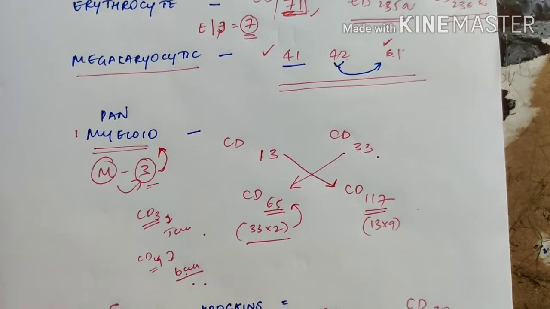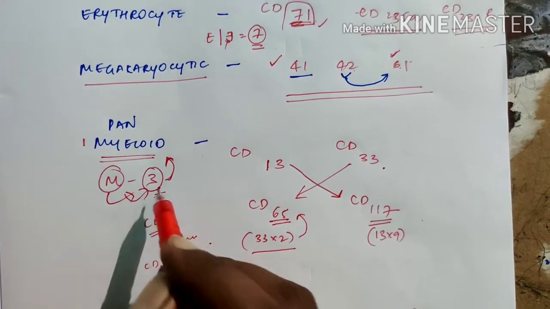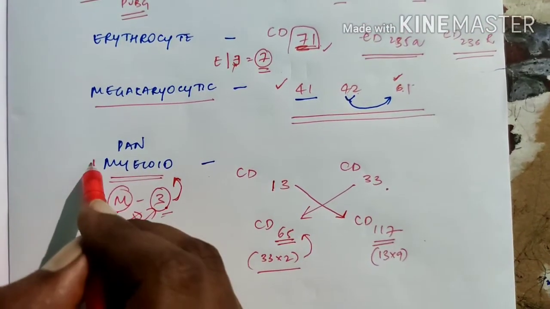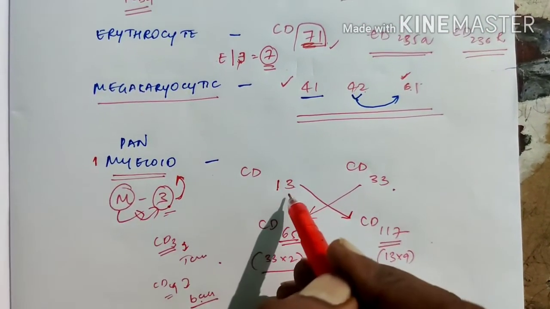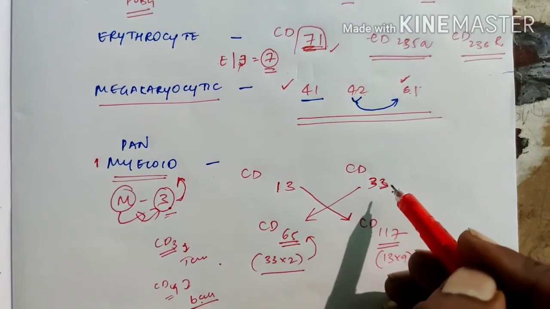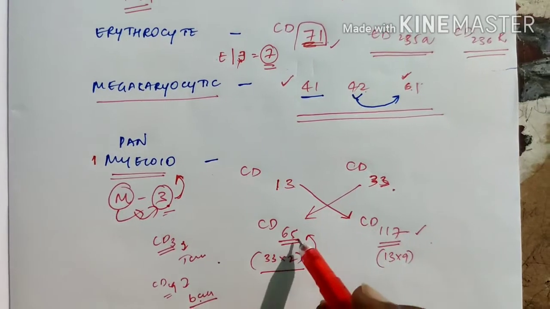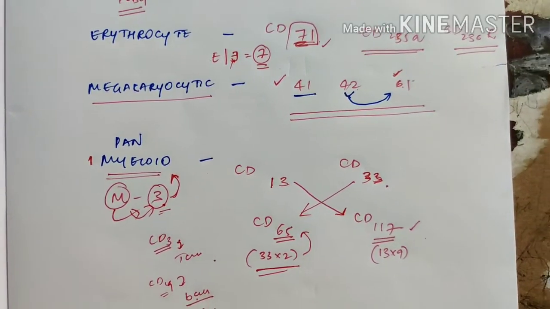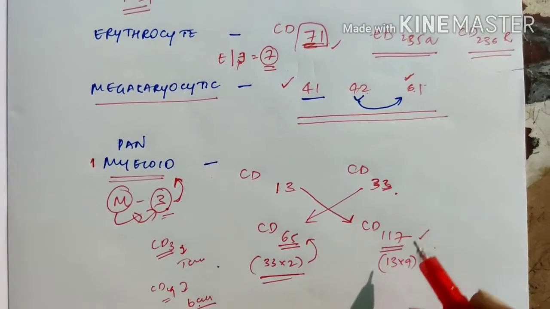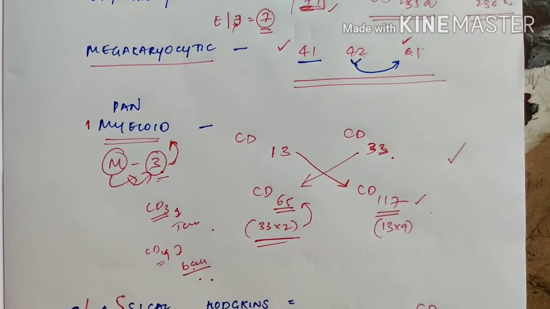Simple as that. You reverse the M, it will become 3. Put 1 over it, it will become 13. Like this, 1 myeloid. So 1, 3, 13. 3, 3, 33. 13. 9s are 117. 33. 2s are 66. Nearly 65. So CD65, CD13, CD33, CD117 are pan-myeloid markers. Simply, you have to remember like this.